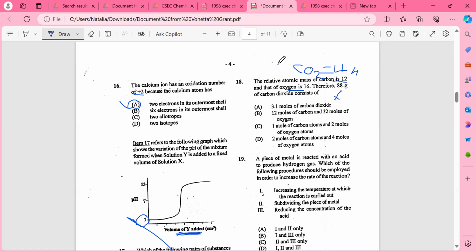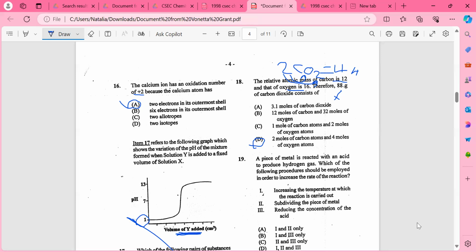So it's 2 moles of CO2. 88 grams consists of 2 moles of CO2. 2 moles of CO2 has 2 carbons and 2 times 2 oxygen, which is 4. So 1 mole of carbon atom, 2 moles of NO2, that's wrong. 2 moles of carbon atom, 4 moles of oxygen. So the answer is D. Are we clear how I did that?